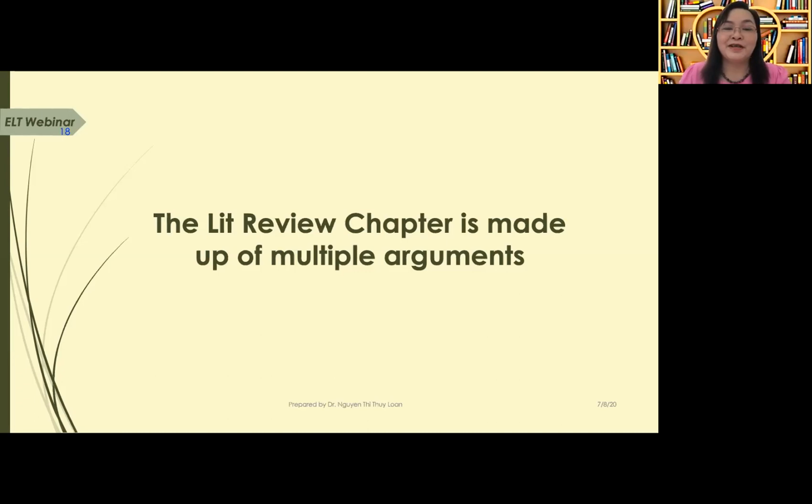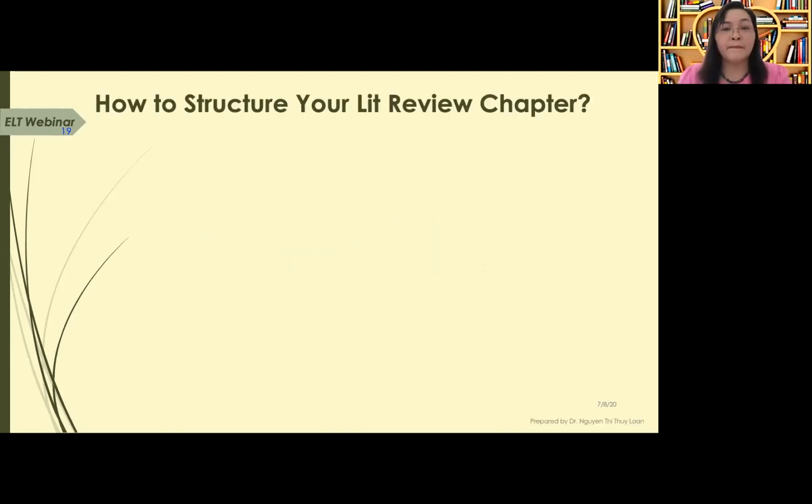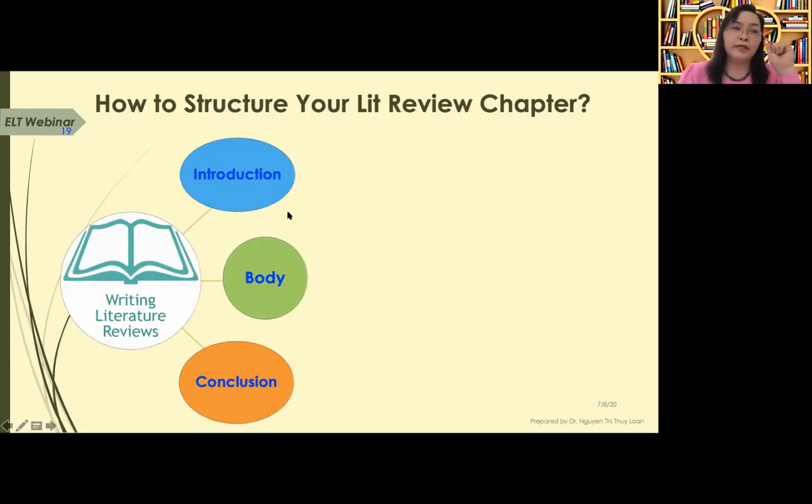So how do we structure this, because we have a lot of arguments? How can we structure these chapters? Writing the literature review chapter is exactly like writing any academic text. Why do I say that? Because we only need the three-part structure of introduction, body, and conclusion.